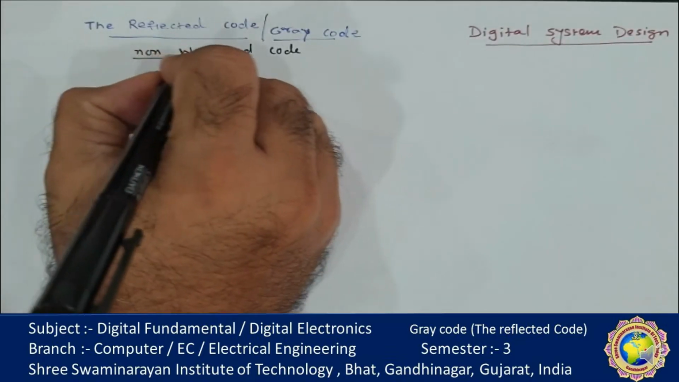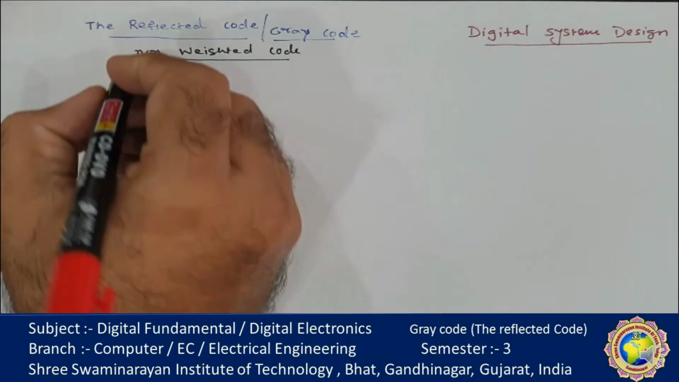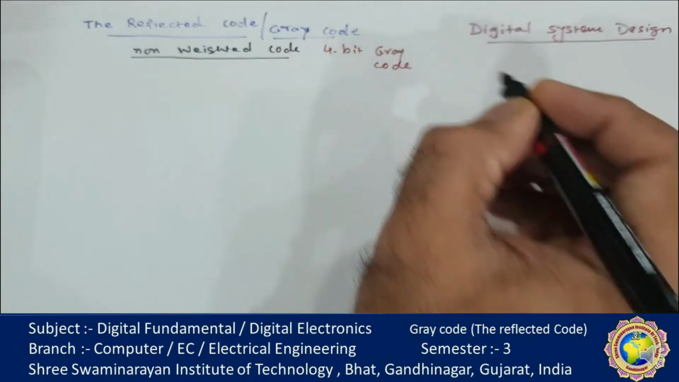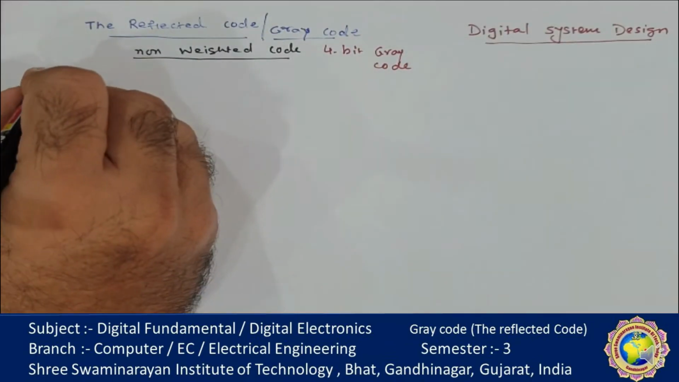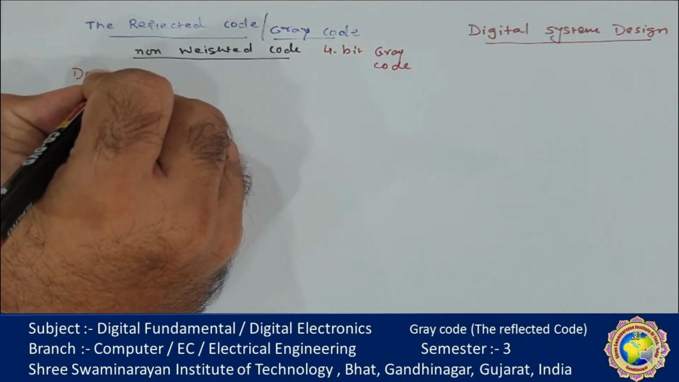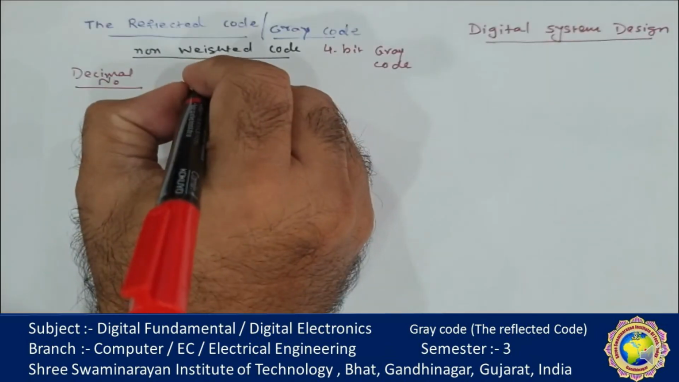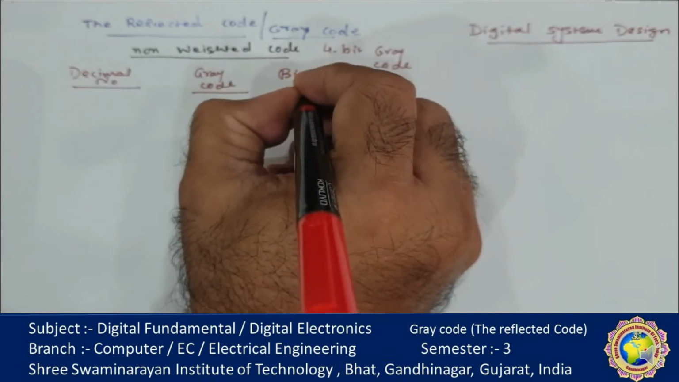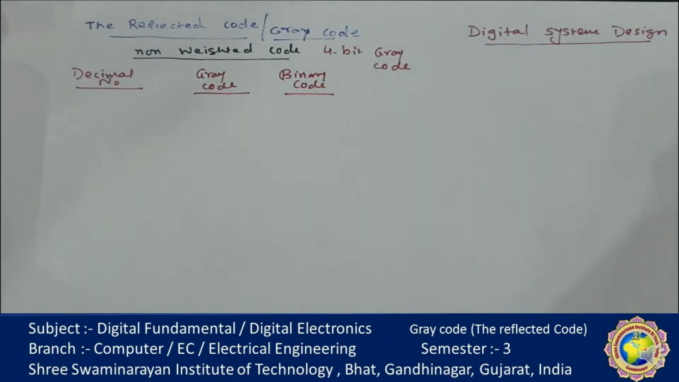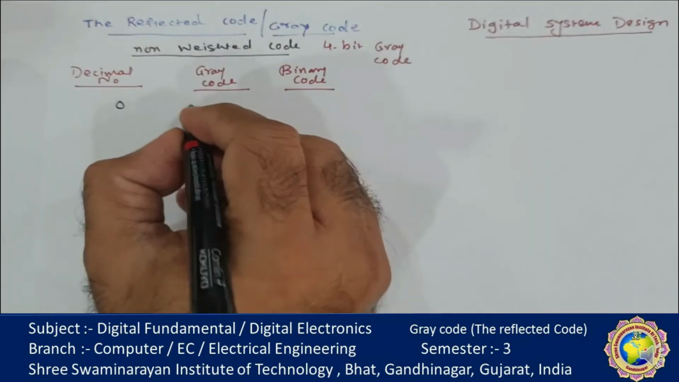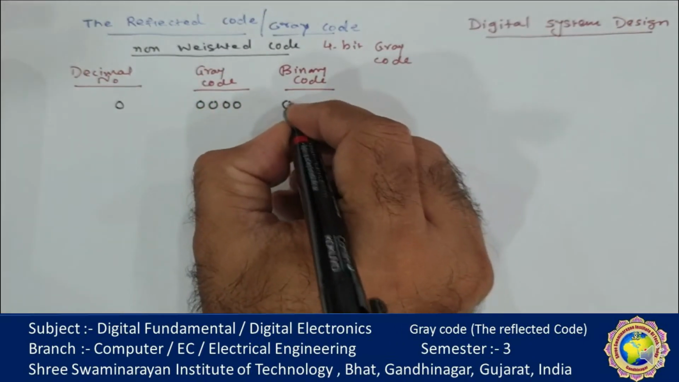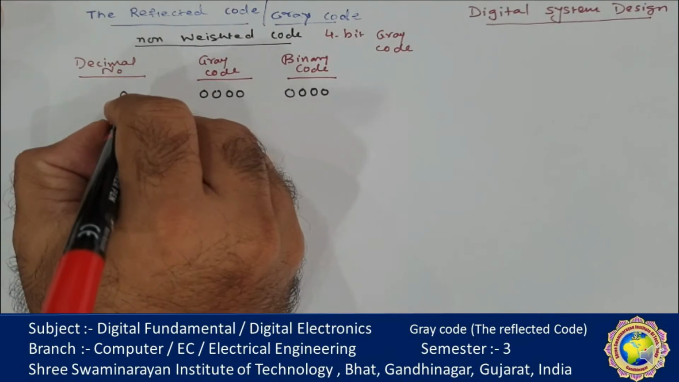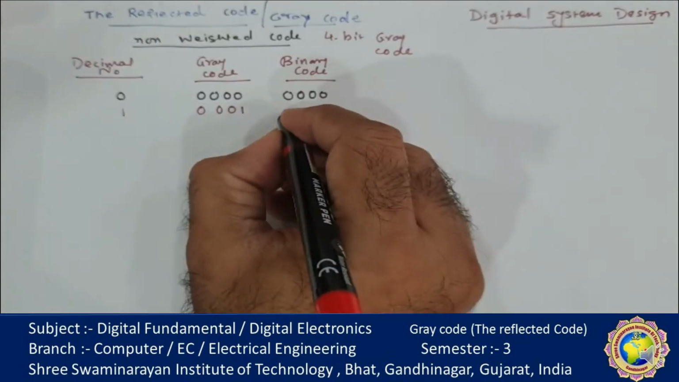Okay, so let's take one example, a table of 4-bit gray code, or reflected code. So our decimal number, then gray code, then our binary code. We put them here because we want to compare them. For 0, 4 bits, it starts with all 0s. In binary it is also all zeros. While in 1, again both have the same number.